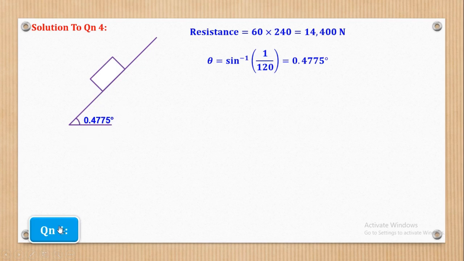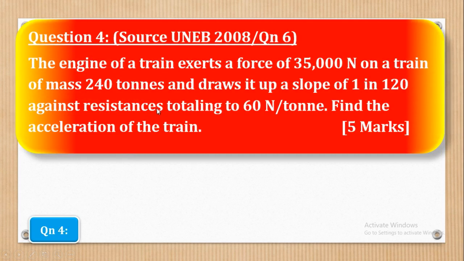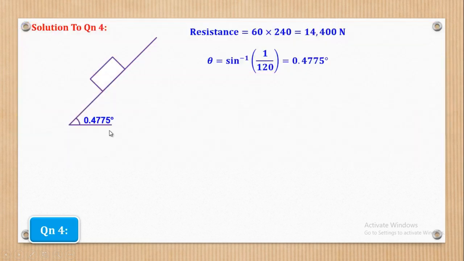So what we need to do is to show the forces acting. Now for you to show the forces acting, we have to remember that the mass was 240 tons. So remember, 1 ton is equal to 1,000 kilograms. So I have to first convert to kilograms, then I get the weight by multiplying by acceleration due to gravity. So I'll come and say that the weight is 240,000 g newtons, but I have to resolve it parallel to the plane and perpendicular to the plane.